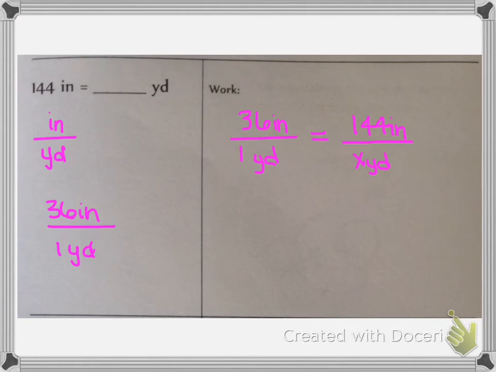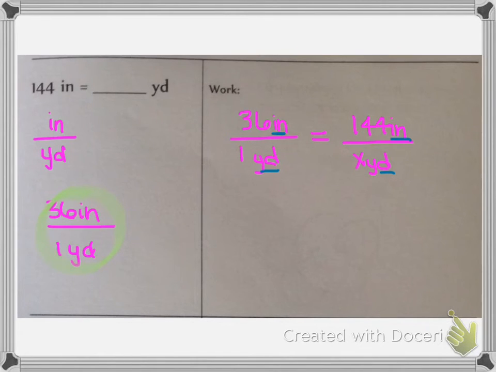Okay, so this is the proportion that you should have gotten when you set this up. We take what we know, which is right here from our star chart, and that is in my first ratio. Equal sign, what I'm trying to find is in my second ratio. Notice that I have my inches on top and my yards on bottom. Those have to match each other to make this proportion true.